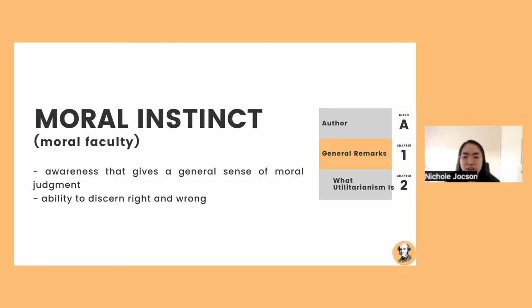Okay, so we have the moral instinct or moral faculty, which is an awareness that gives us a general sense of moral judgment or the ability to discern right and wrong. Mill addressed the issue of whether moral instinct can be used instead to determine the foundation of morality. To argue outright on the issue, Mill said it cannot be used as a replacement.